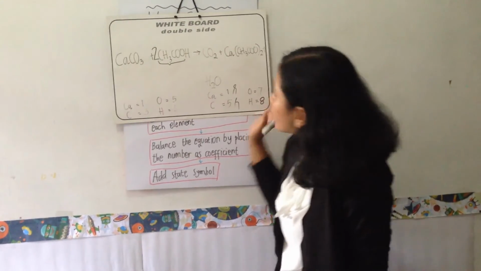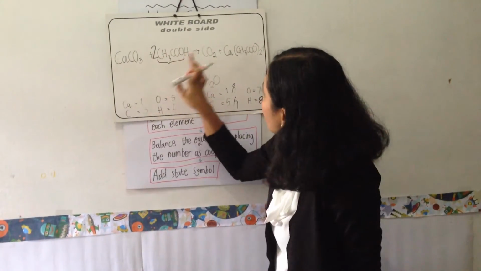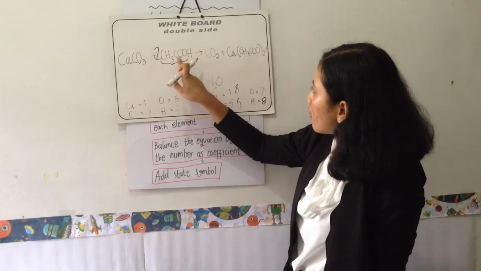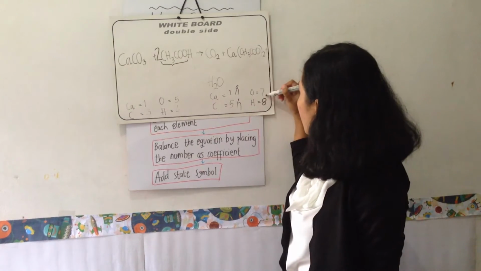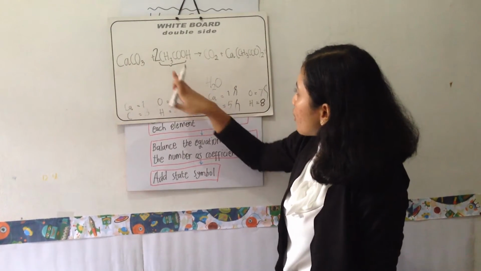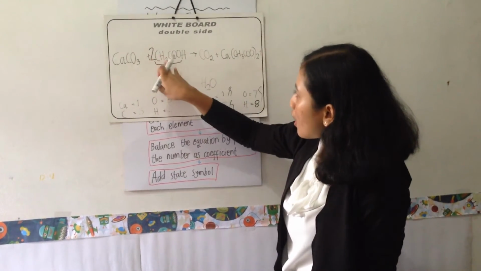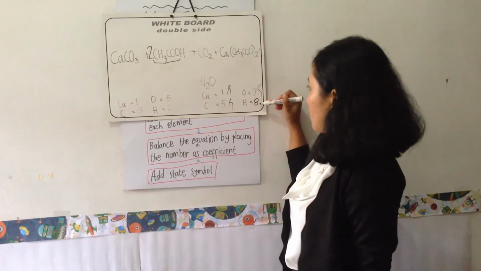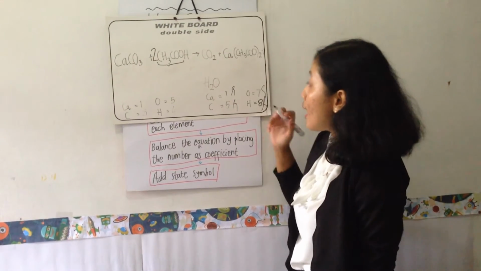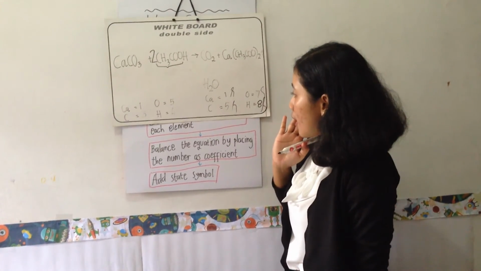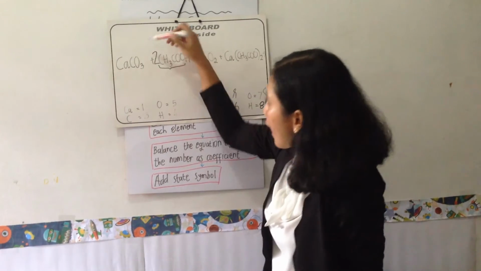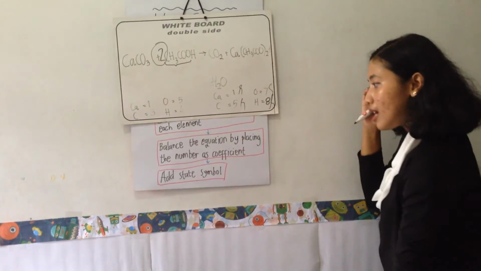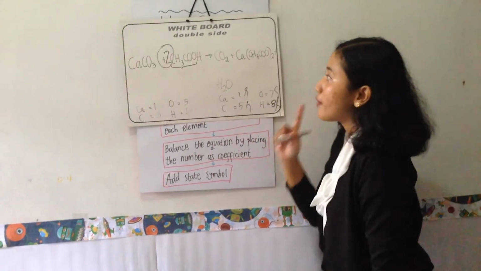And then oxygen. This is 3. And then we have 4. So 7. For the hydrogen, 6 plus 2, 8. Already balanced. So we balance the equation by adding coefficient, this one here. And then the last step is add state symbol.